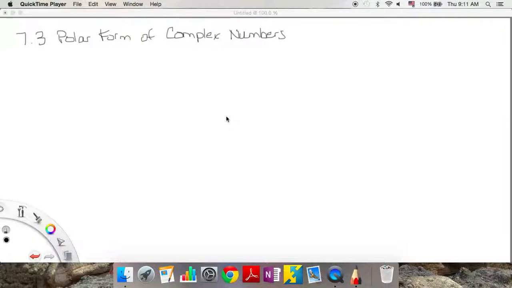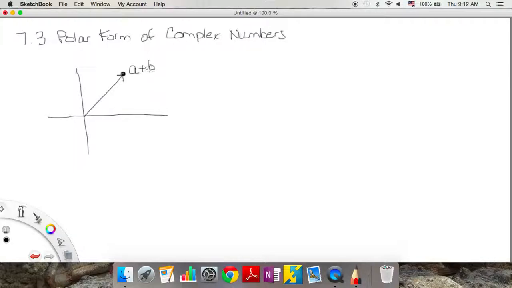I'm going to talk about section 7.3, which is the polar form of complex numbers. We talked about polar equations before, and now we're going to talk about the polar representation of just the complex numbers. So in 7.2, we talked about how we could graph a complex number using a vector.